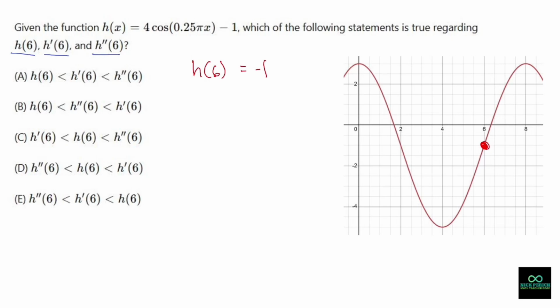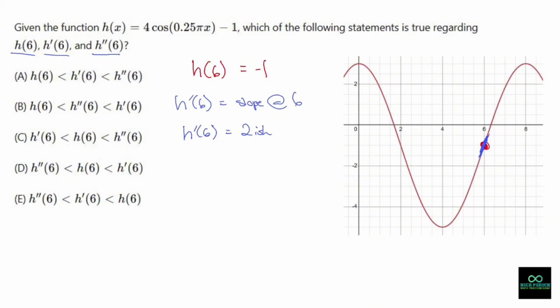Cool beans. h prime of 6 is the slope at 6. So we go over to 6, and it looks like right around here the slope is probably like 2-ish. So we'll say that h prime of 6 is going to be 2-ish. We don't know the absolute number, but it's going to be somewhere in that area. It's kind of steep. Maybe it's like 1.5 or something. I don't know. I'm going to go with 2-ish right there.